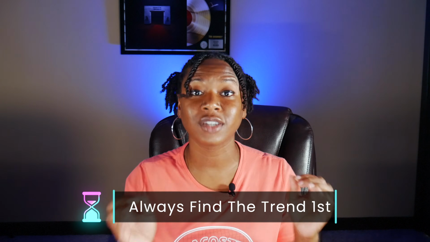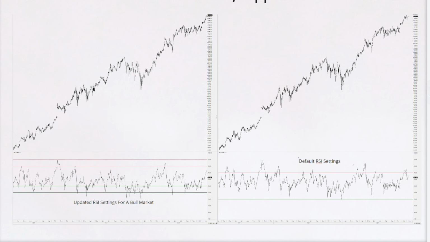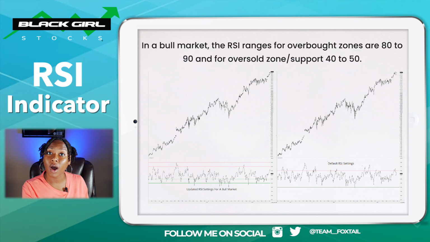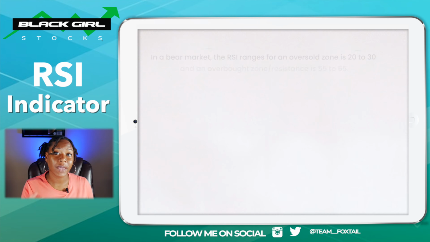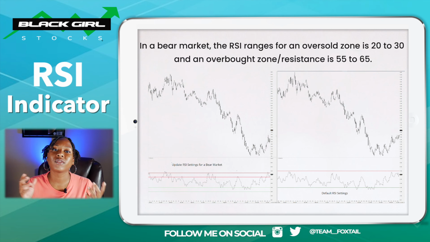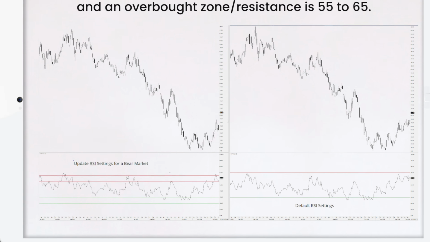So this is what I've always preached to you: the trend is your friend. Find the stock trend. That's the first thing we want to do. This is going to be a little bit different. In a bull market, we change the RSI overbought zone from 70 to a range of 80 to 90, and the oversold zone, or support area, is going to be 40 to 50. This is in an uptrend. In a bear market, the RSI is oversold at around 20 to 30, and the overbought zone, or resistance, is going to be 55 to 65.